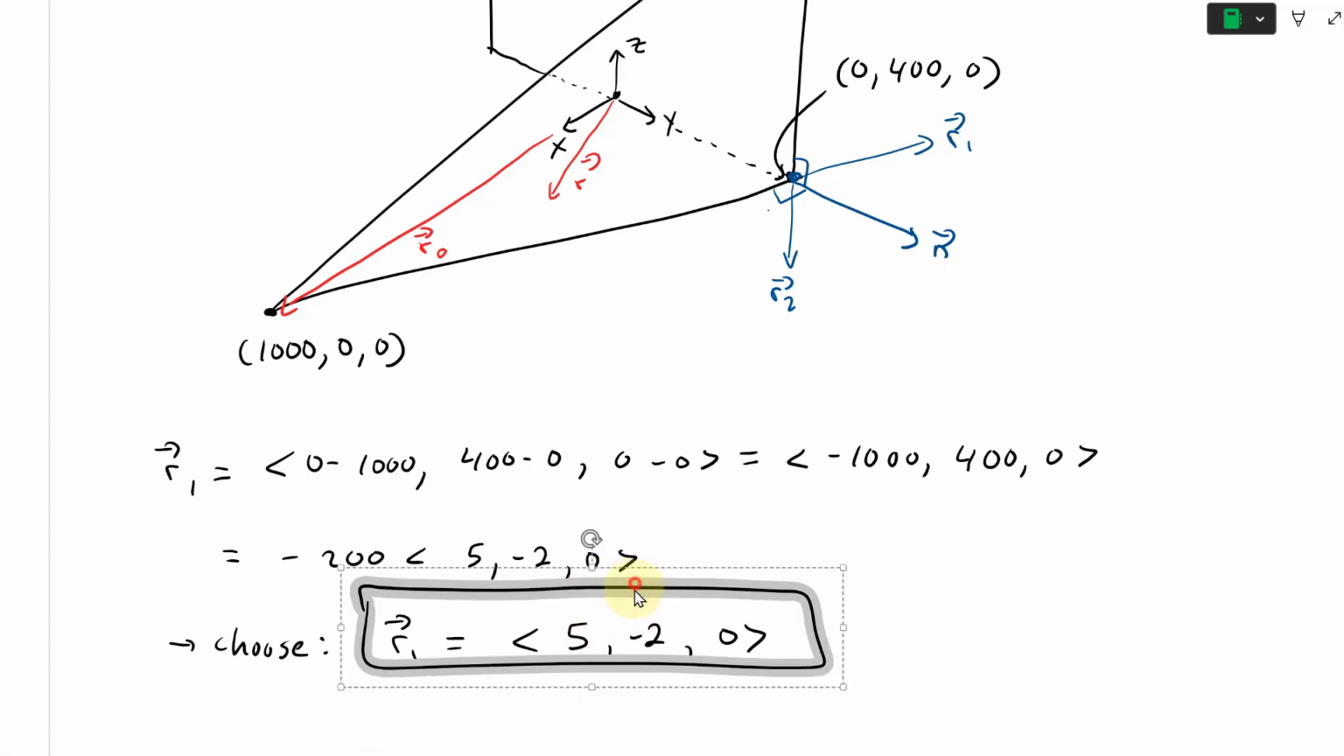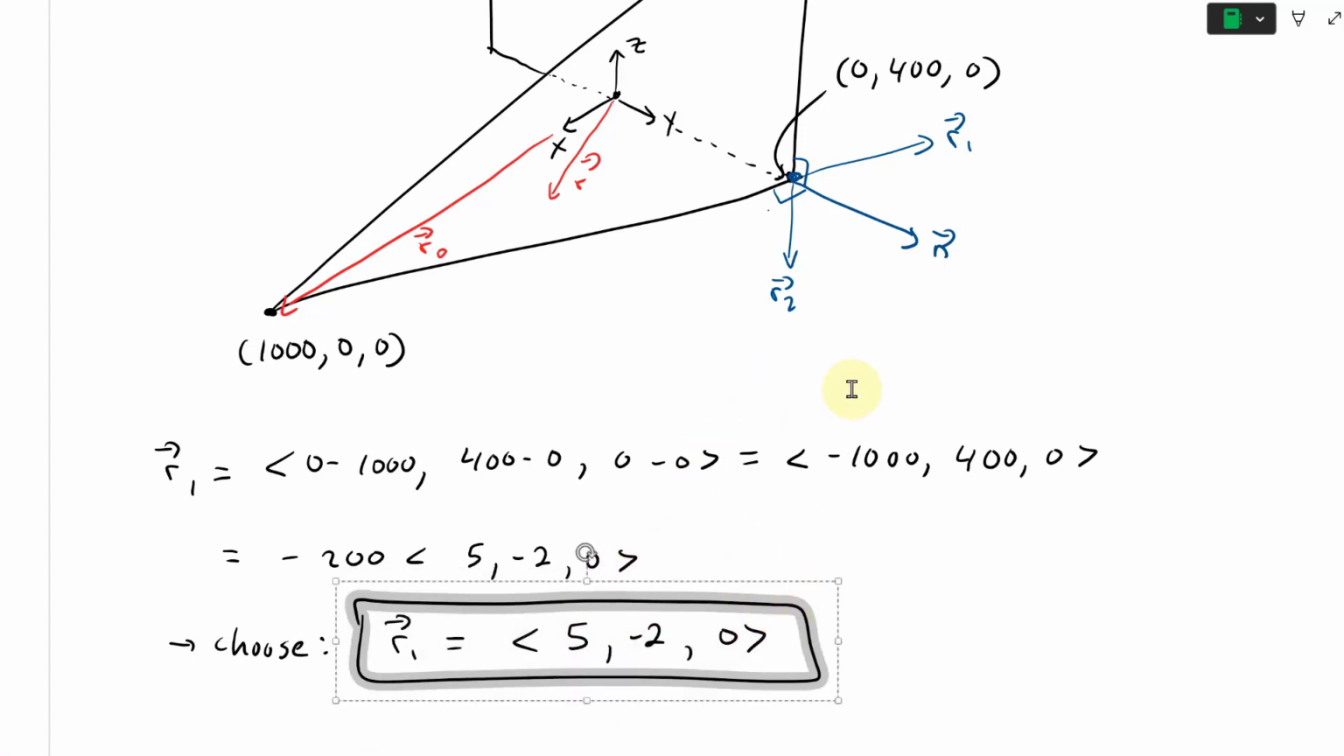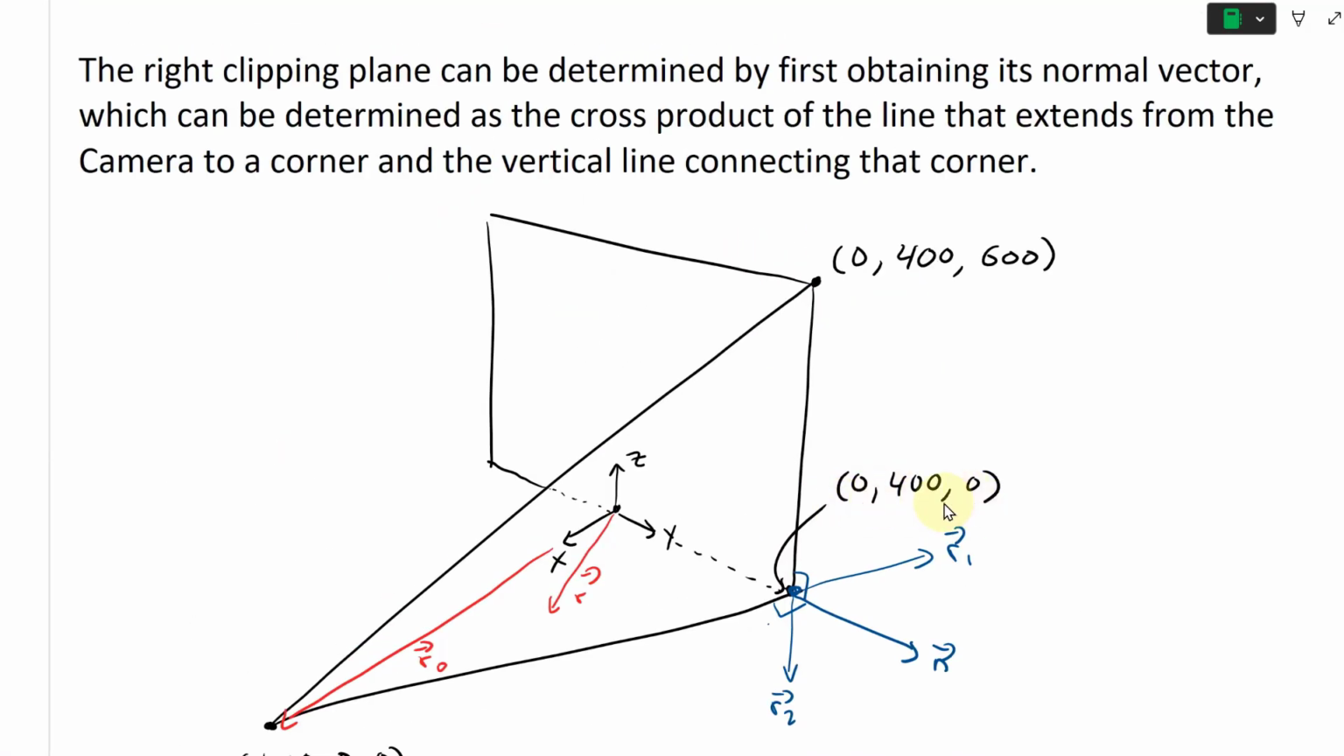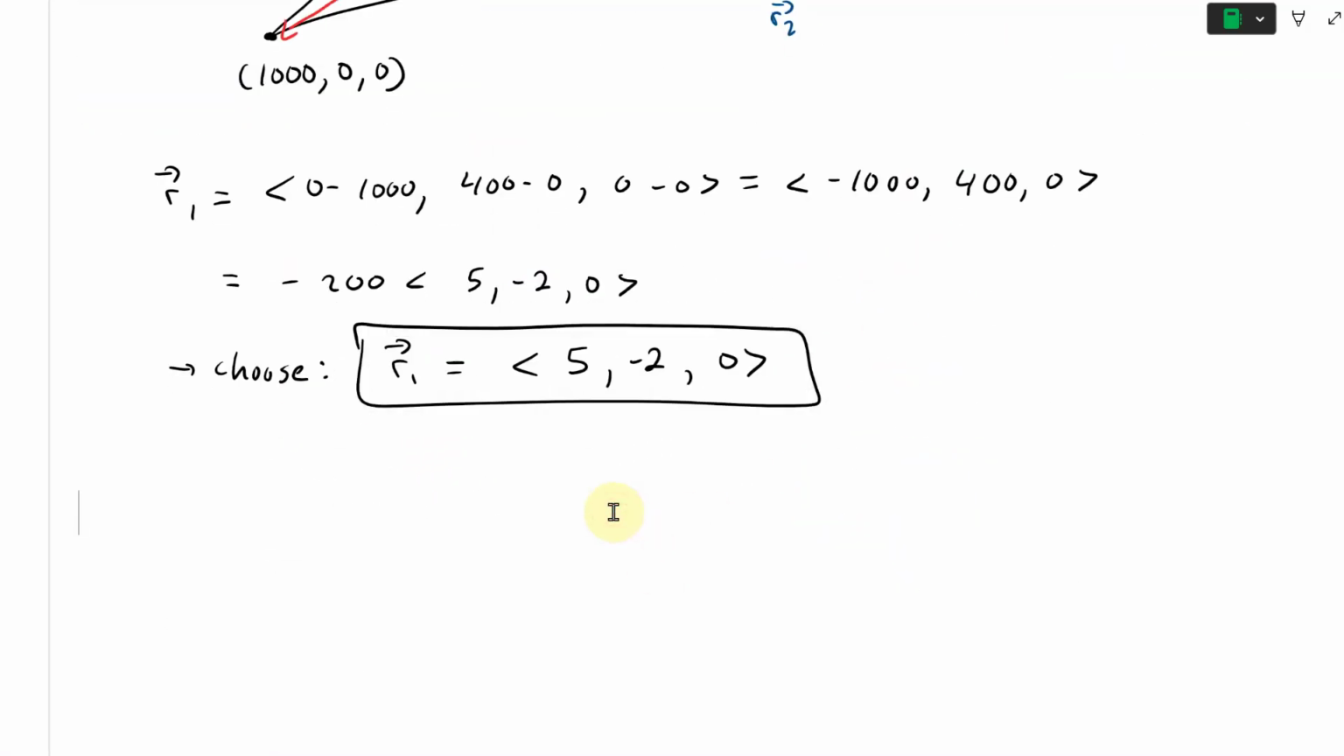I'm just going to move this down. All right, now the next one is the R2 vector, the vertical one, so we'll go from this 0, 400, 0, subtracted by 0, 400, 600. All right, so let's see what we get. Now R2 equals 0 minus 0, and then 400 minus 400, and then 0 minus 600.